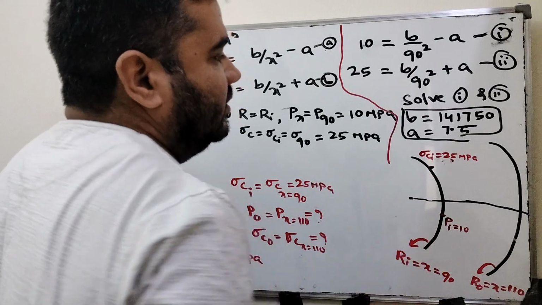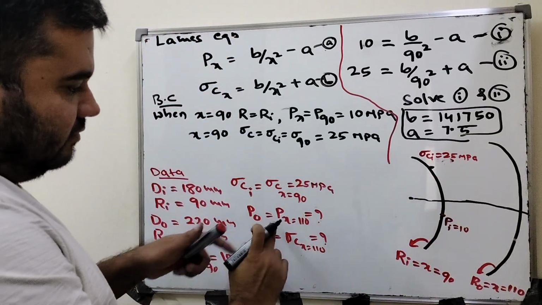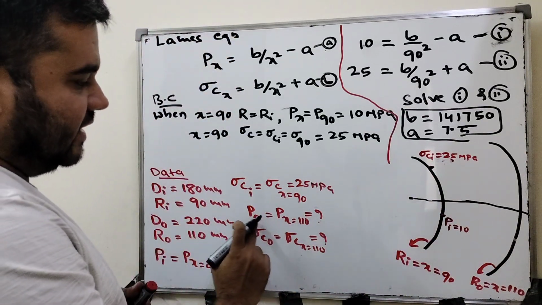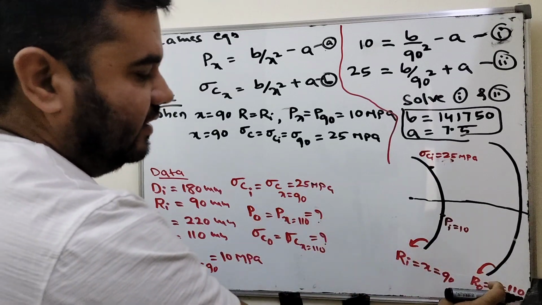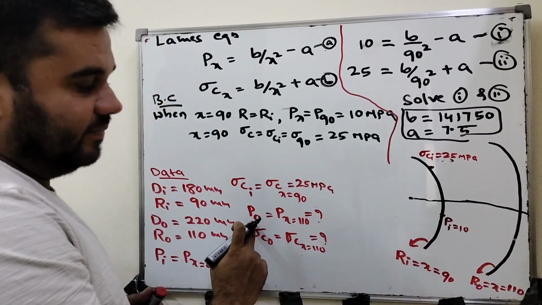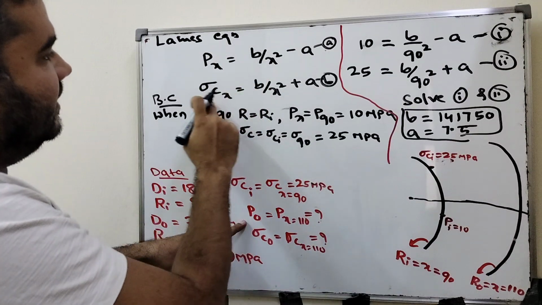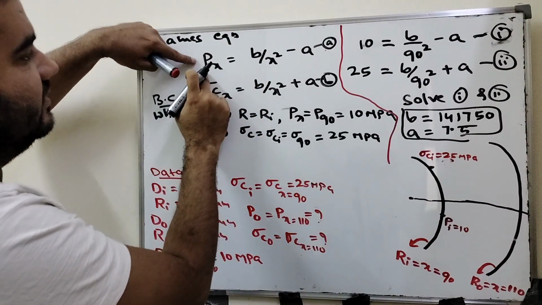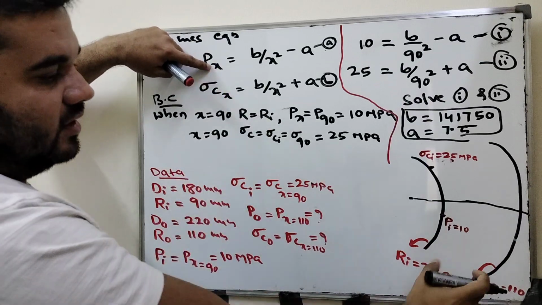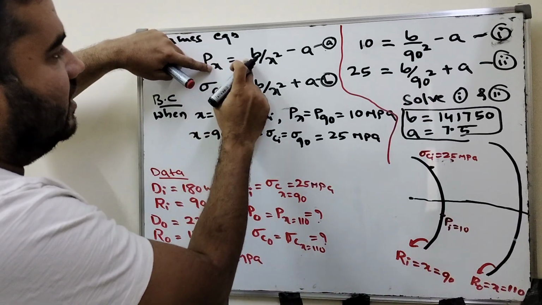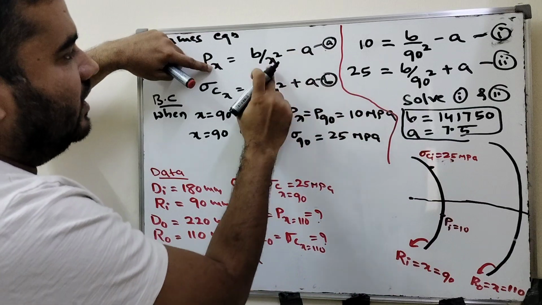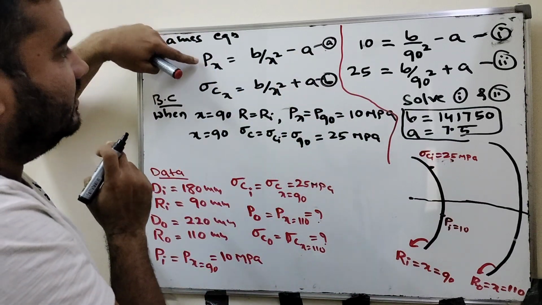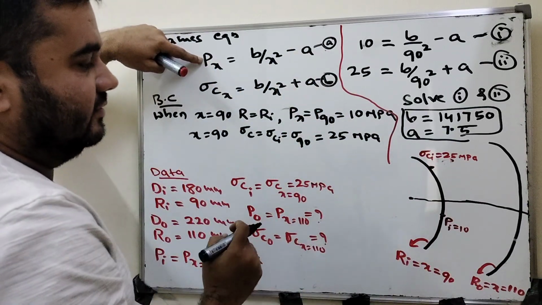Now we can come to what we want to calculate here. He is asking, when x equal to 110, how much is the outside pressure? We go to the same two equations. Which one do we have to choose? In the Lame equation we have to choose this one here, right? Substitute x equal to 110. We know the b value, we calculated the a value, and x equal to 110. We will get the pressure at 110.